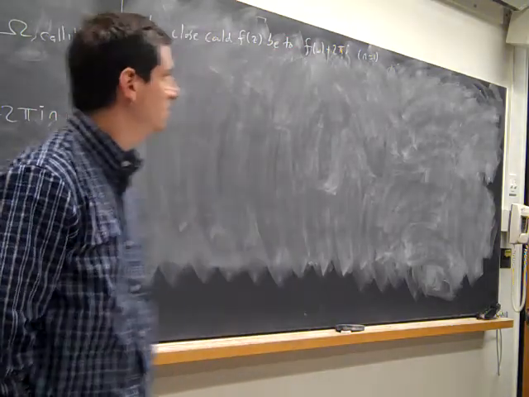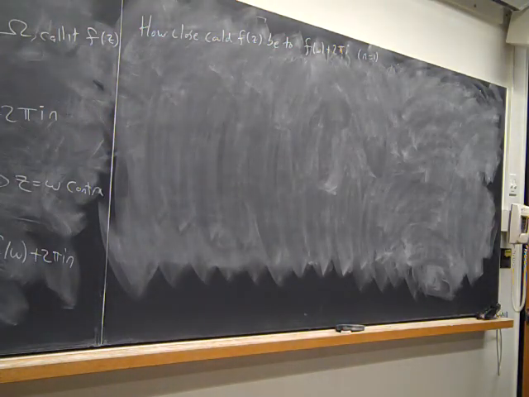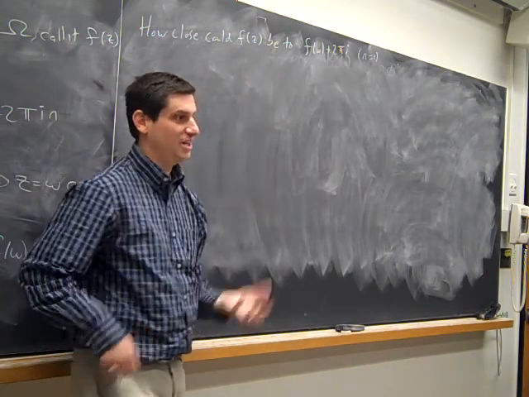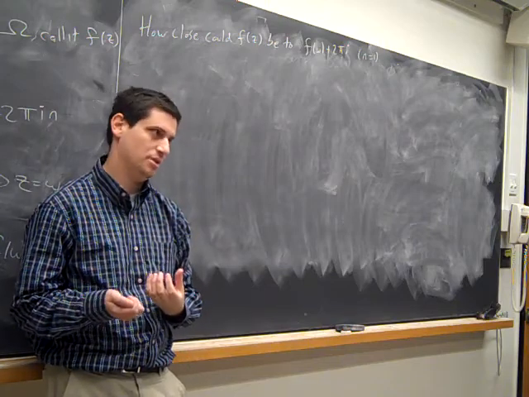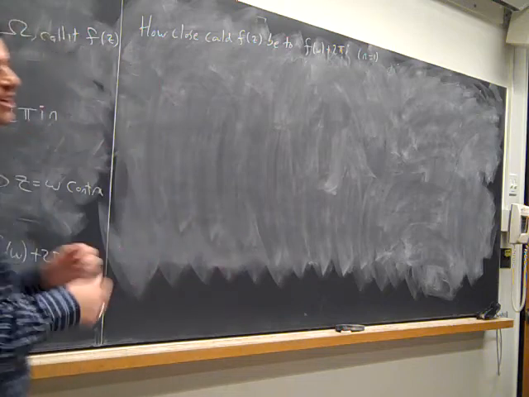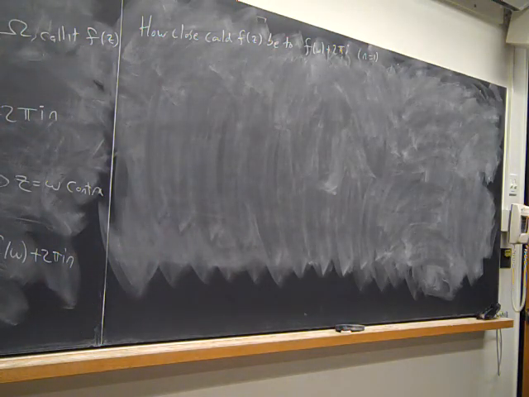Why don't I want to ask, how close could f of z be to f of w? Take z to be w. So clearly, we don't want to consider n equals 0. Can f of z be really close to f of w? Yes. How can we do it? Make z equal w. That case is not interesting. So the first interesting case is f of w plus 2 pi i. Could we be really close to that?